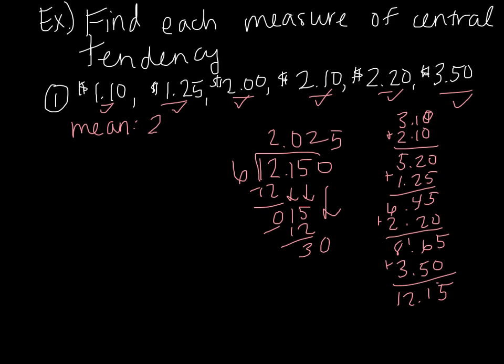So our mean is $2 and 25 thousandths. Now this isn't a pretty dollar sign because we don't have a cent value that is 25 thousandths. So basically it's $2.03 if we were to round, but let's be accurate for our mean.